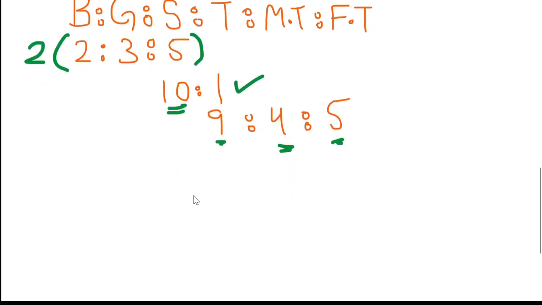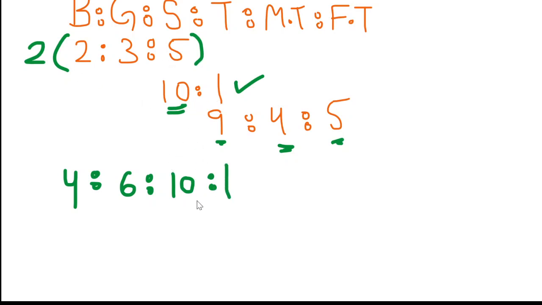Since 5 times 2 is 10, which is going to be the total students, then 3 times 2 is going to be 6 girls, and 2 times 2 is going to be 4 boys. What I've done here is make the total ratio of students comparable to the total ratio of the teachers. I have multiplied the initial ratio by 2.